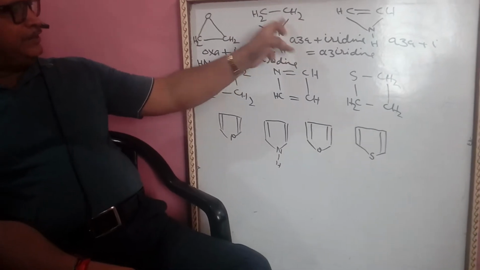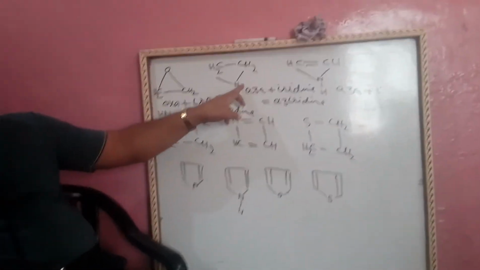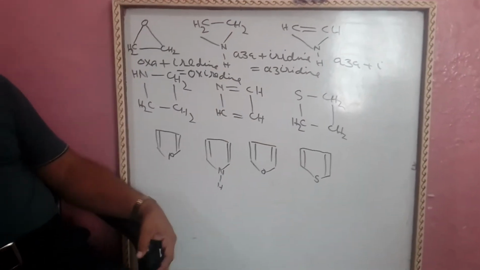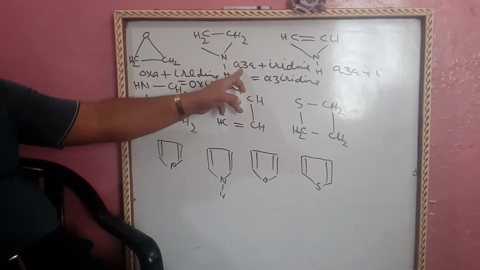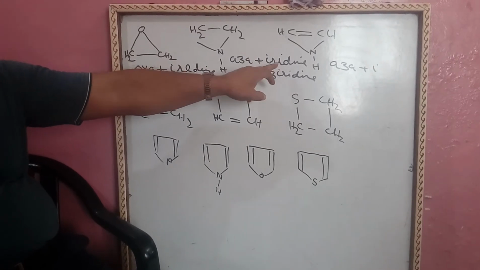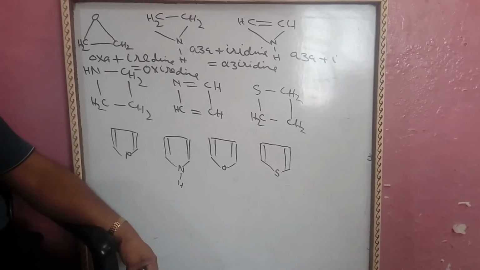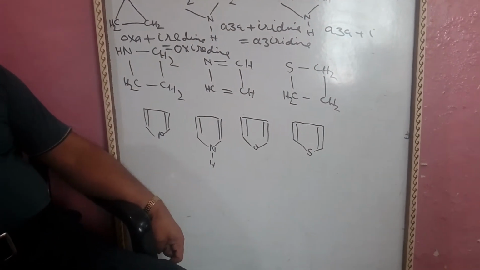Now another example. In this compound you can see the heteroatom is nitrogen and again a three-membered ring, which is saturated. So the prefix for this compound will be aza, the stem will be ir, and the suffix is made from the stem: iridine.